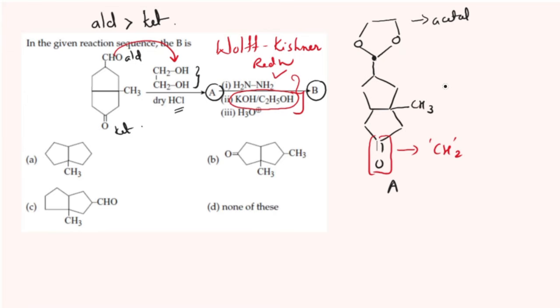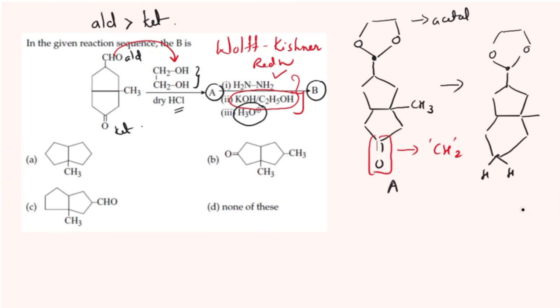So what product are we going to get now? The cyclic part, whatever is there, will remain as it is. Here we are going to get CH2. The methyl group is also not changed. The acetal part will also remain unchanged because this is an ether. It will not get reduced in the Wolff-Kishner reduction reaction. Therefore, this is the intermediate we are getting. Why so? Because we have not done the hydrolysis part yet.